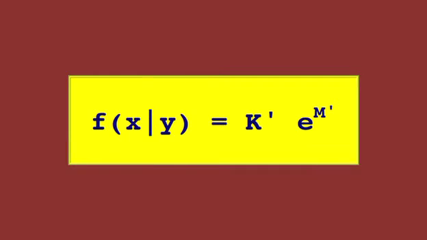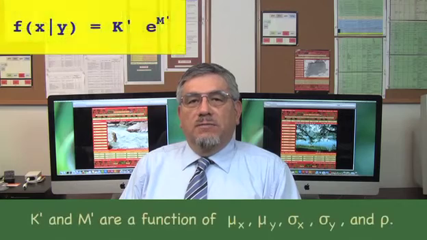The conditional distribution is obtained by dividing the bivariate normal by the univariate normal to yield. As in the case of the bivariate normal, for the conditional normal, the parameters k prime and m prime are a function of the means, the standard deviations, and the correlation coefficient. The conditional normal distribution has the following mean.